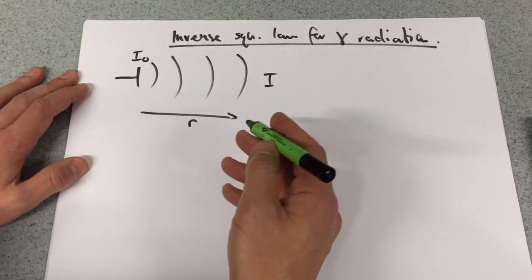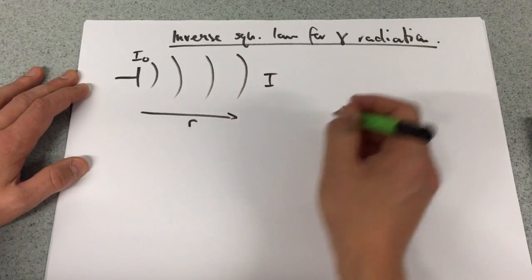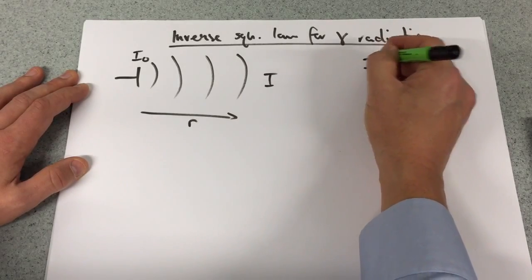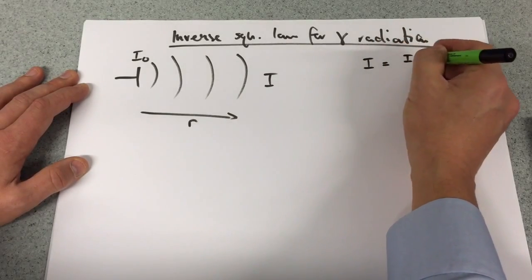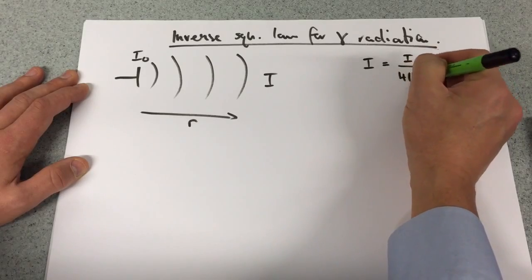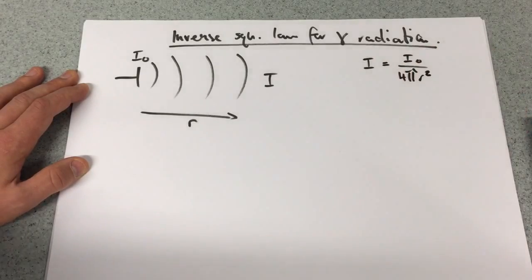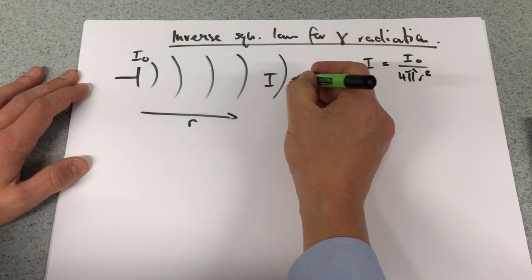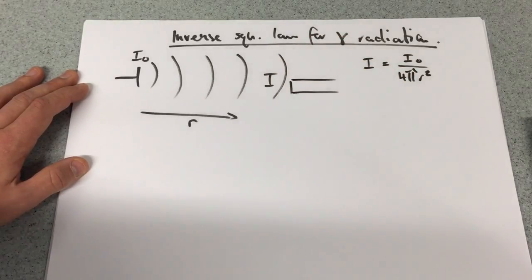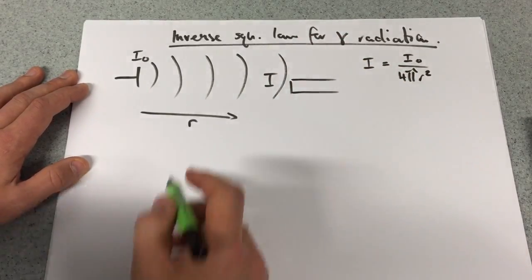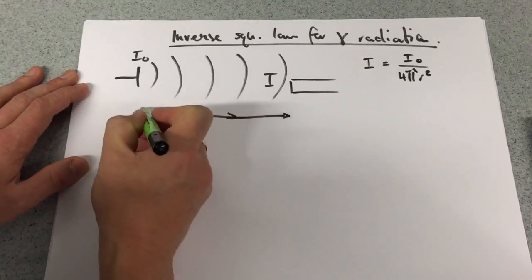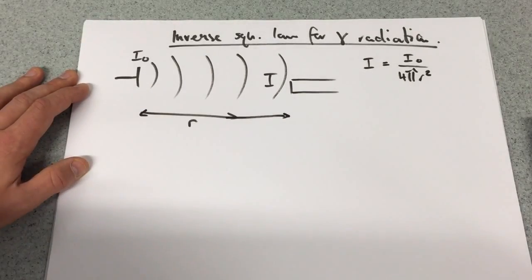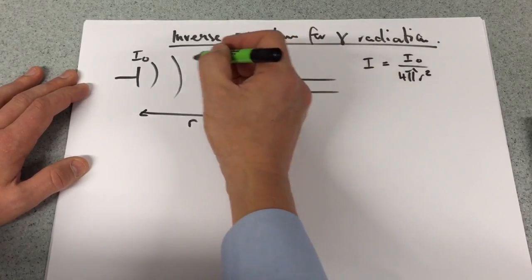And it behaves according to a simple law, which is the intensity is going to be the original intensity divided by 4 pi r squared, r being the distance between the detector and, let me draw that a little further, and the source. So what do we need to explain with that?